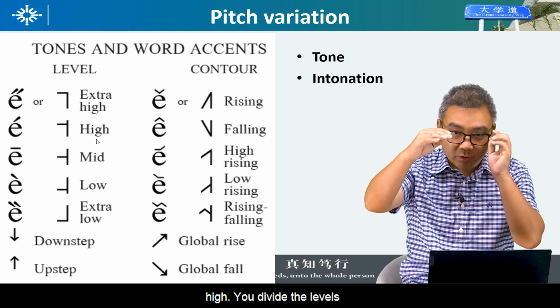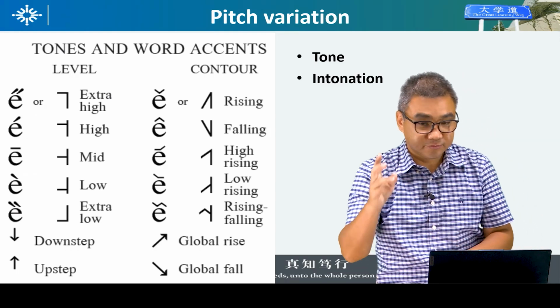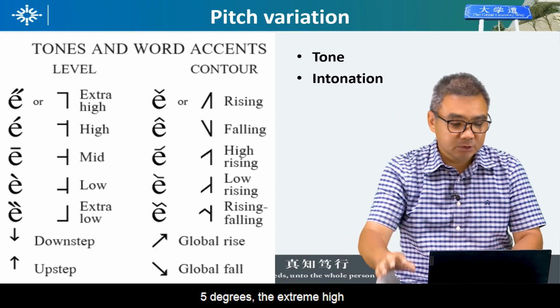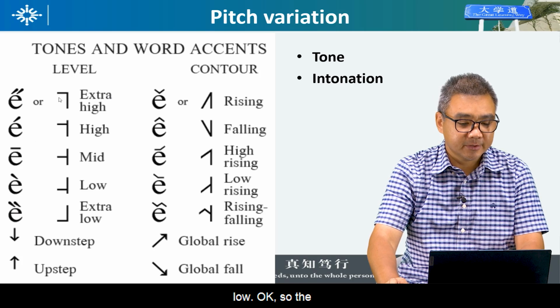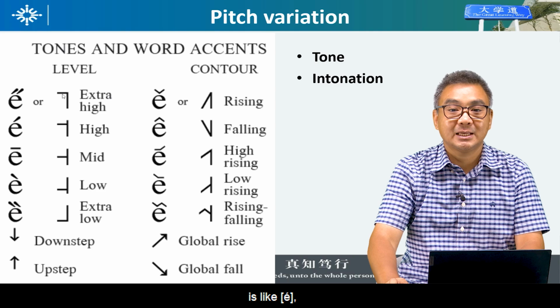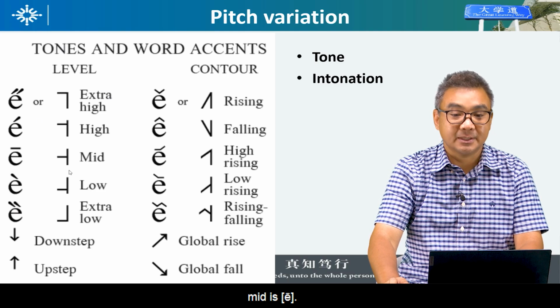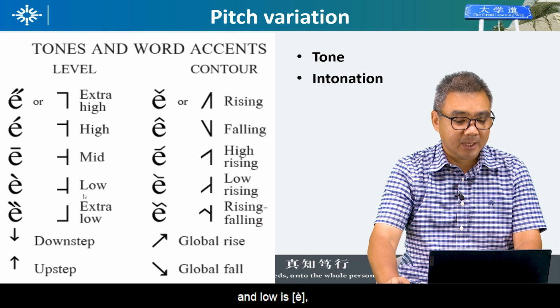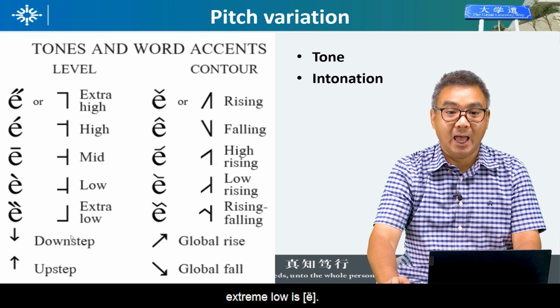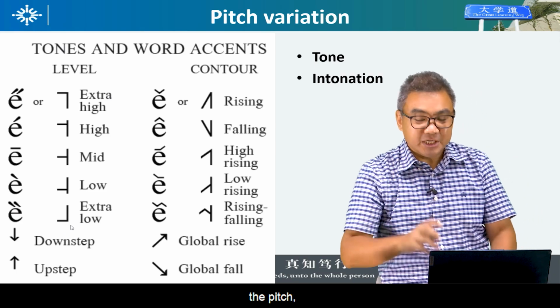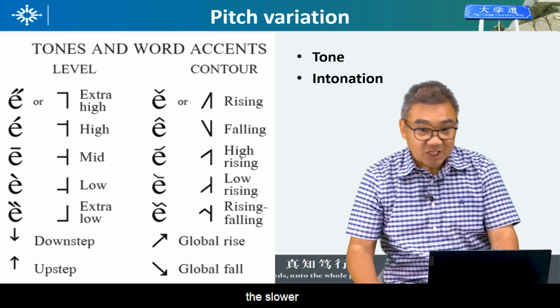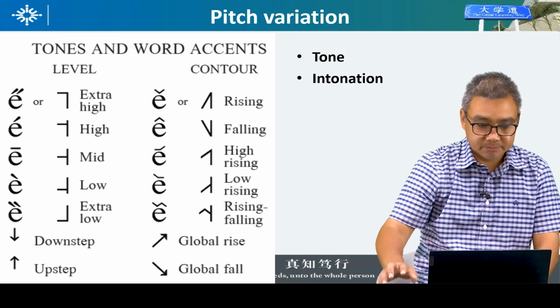You divide the level into 5 degrees: the extreme high, high, mid, low, and extreme low. The extreme high is like this, and high is this, and mid is this, and low is this, and extreme low is this. The lower the pitch, the slower the vibration happens.